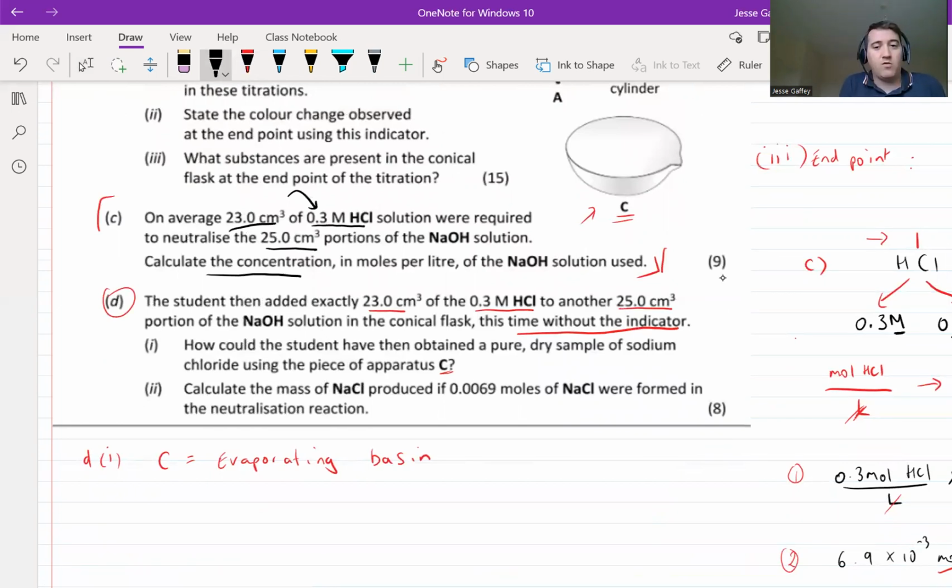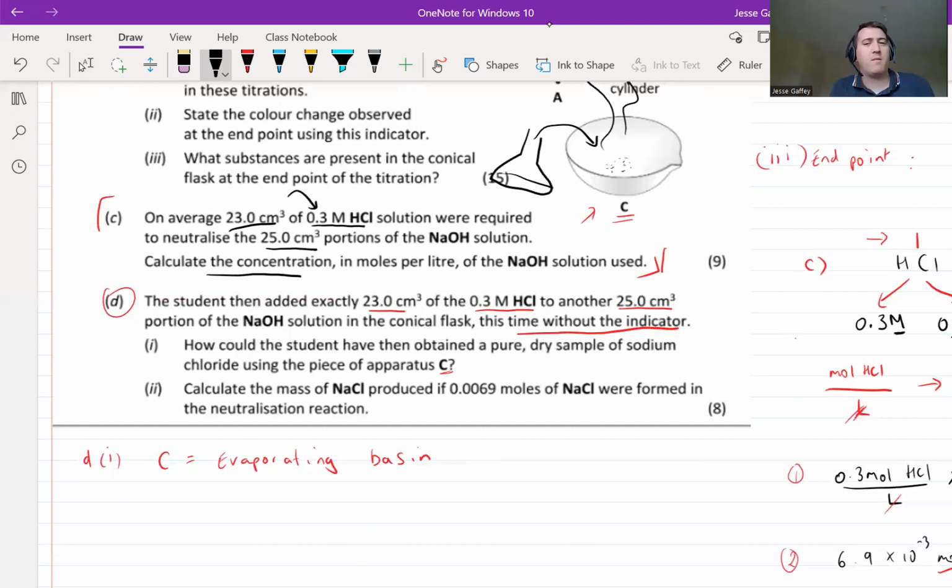Okay, so hopefully you would realize they could take your conical flask and pour it in here. Pour the contents in here and then heat this up and evaporate off the water. So they evaporate off the water and leave behind the dry salt at the end.